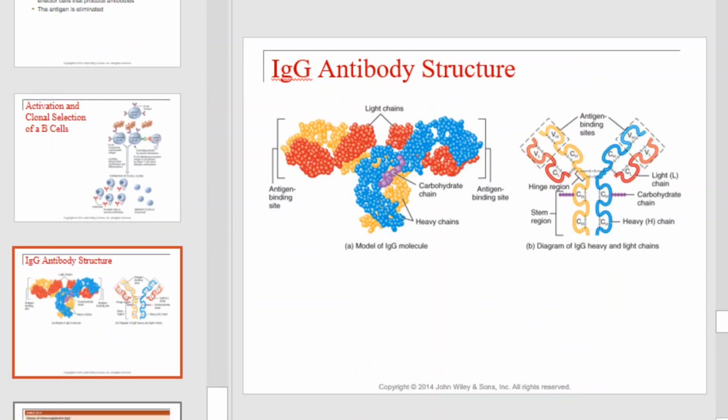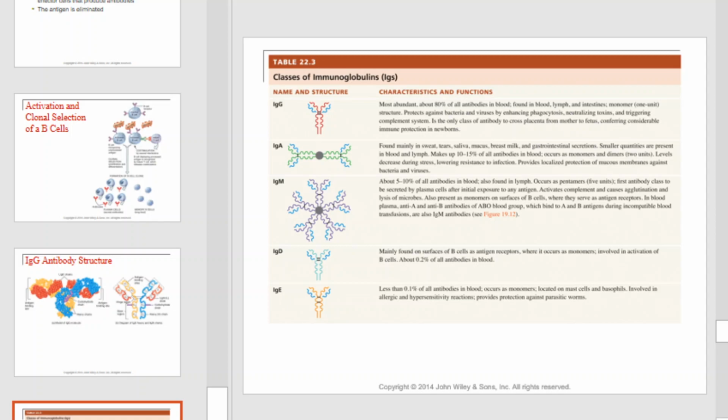IgG antibody structure. This is a diagram illustrating the generalized structure of an antibody. Note the picture on the right, which designates the heavy chain, light chain, and variable regions within the antibody. This table provides you with a summary of the classes of immunoglobulins, or antibodies, and their characteristics and functions.